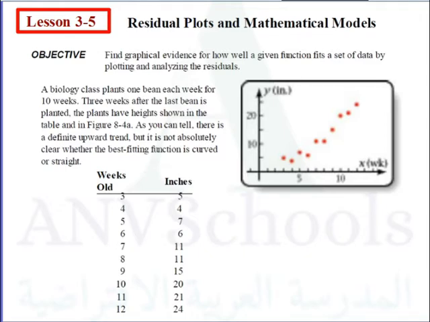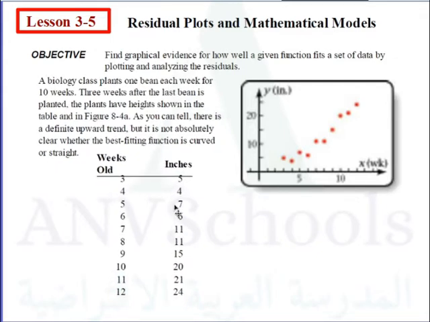A biology class plants one bean each week for 10 weeks. 3 weeks after the last bean is planted, the plants have heights shown in the table and in figure 8-4a. In case you couldn't see the lower table, I adjusted the position. So this is the figure, figure 8-4a.